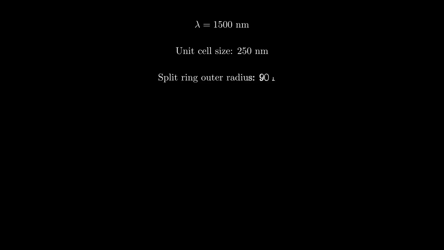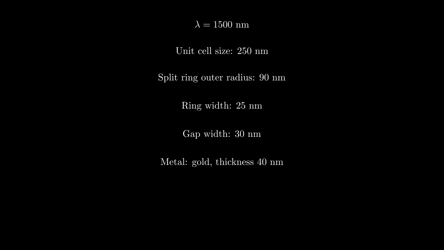Split ring outer radius of 90 nanometers. Metal ring width of 25 nanometers. Gap width of 30 nanometers for the capacitance. Using gold as the metal with thickness 40 nanometers. With these dimensions, we can predict the performance.